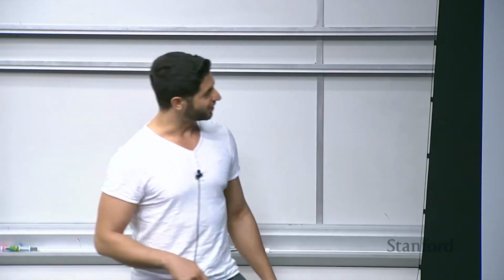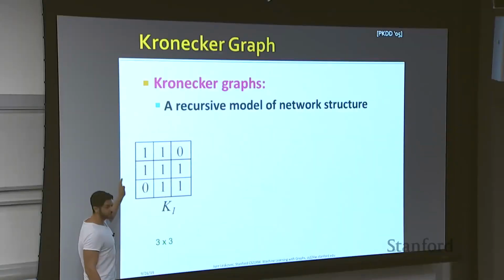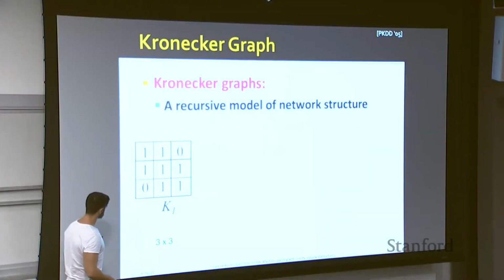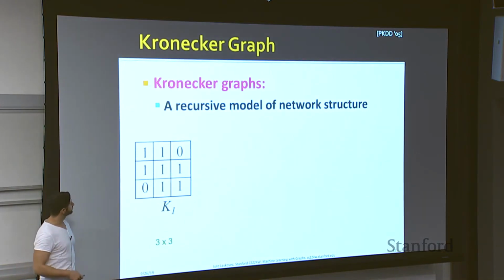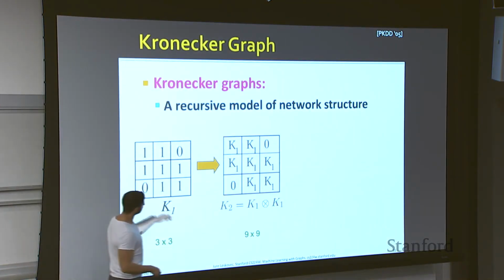This is the initial matrix K1 that we're going to be using. So this is an adjacency matrix, okay? We have self-loops, we have these nodes connected to each other, and we start from a small one of size 3 rows and 3 columns. And this is our second step, okay? So we go to our K2.